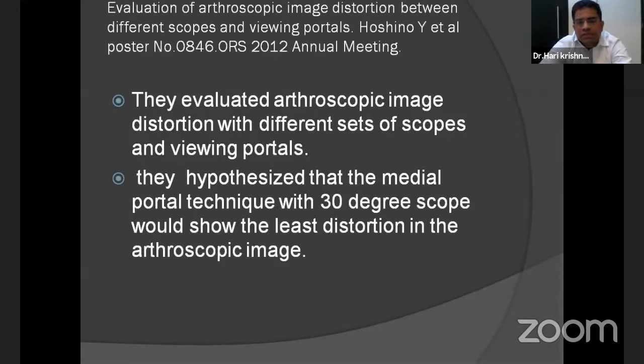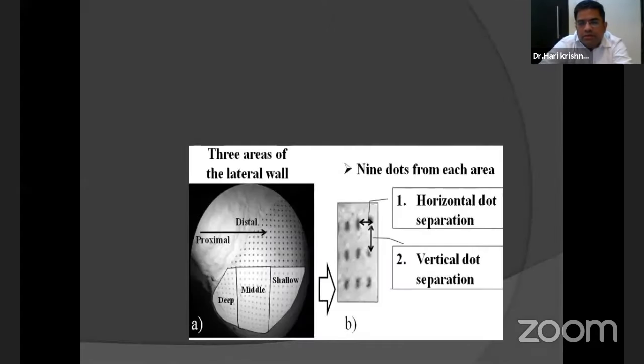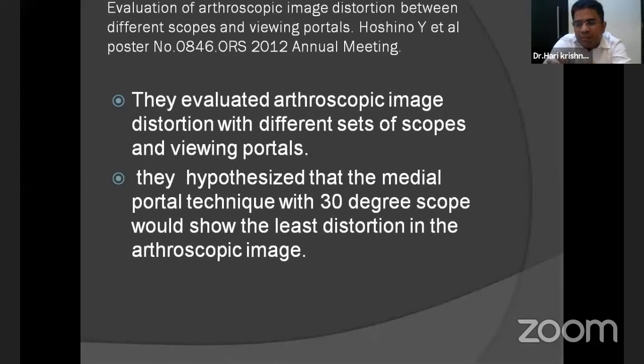One more study evaluated different types of arthroscopes and the distortion of the images if you use 30 degree, 45 degree, 70 degree arthroscopes. This study, presented at an annual meeting by Hoshino et al, evaluated arthroscopic image distortion with different types of scopes. They kept a 30 degree scope from the medial portal and from the anterolateral portal, and a 70 degree scope from the medial portal and from the anterolateral portal.